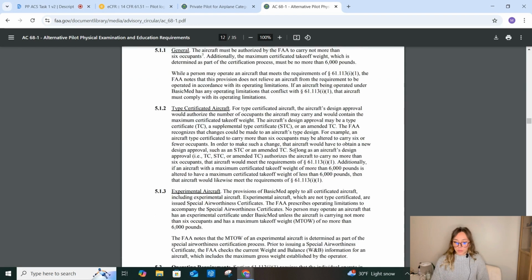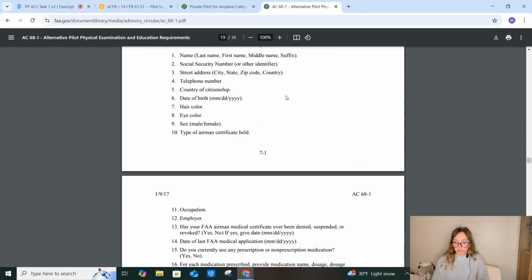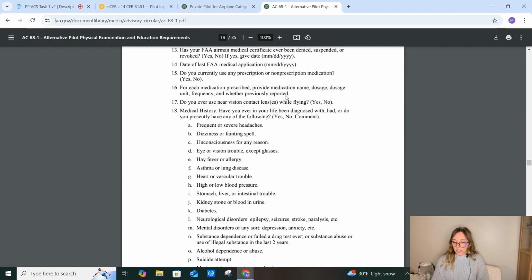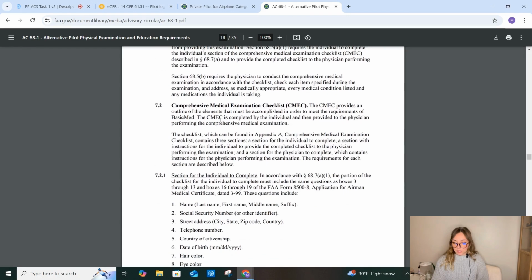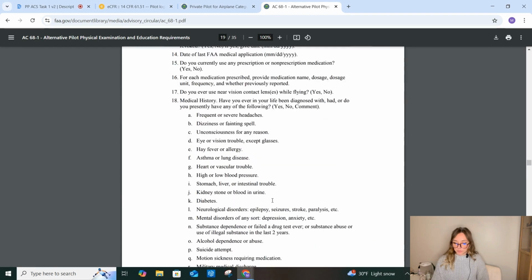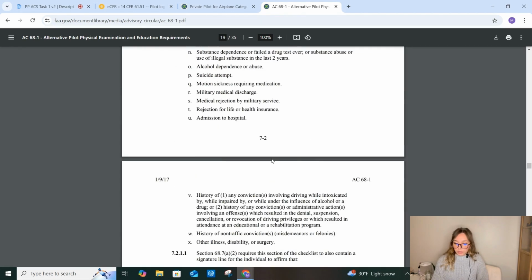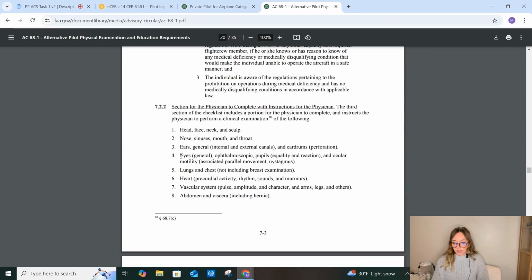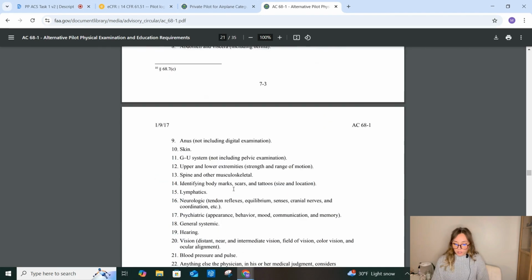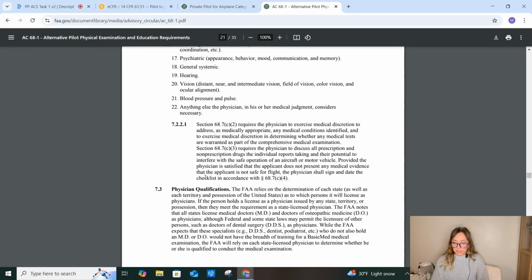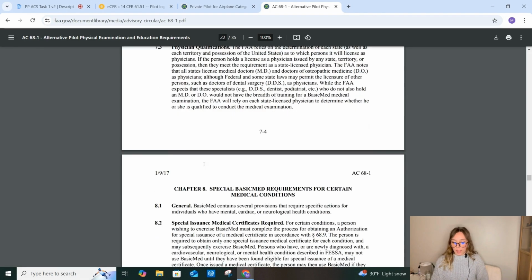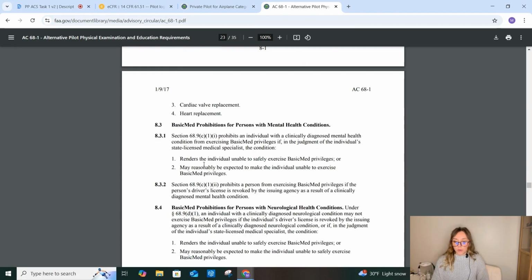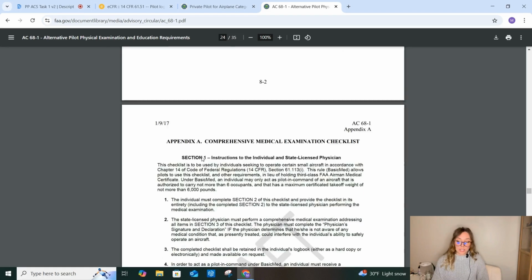I'm gonna look up to see if we can see what the CMEC looks like. These are more details. You know, there's certain things here like, oh, is this it? These are the sections for the individual to complete on the CMEC. They want your medical history. They want to know if you wear contact lenses. Do you have any prescription medications? Have you been to the hospital? And then this is what your physician looks at. They look at your eyes, your ears, your heart, your skin, your spine. And they just want to make sure that you're in good shape to fly, essentially. I don't know, because I haven't done basic med, I don't know how it's different than going to the AME.